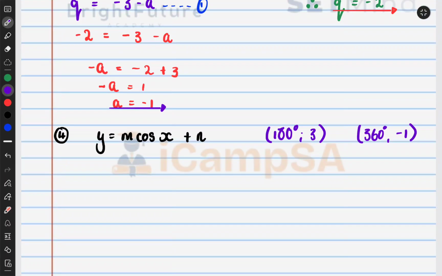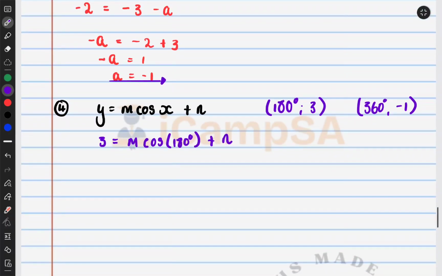So where x is 180 degrees, y is 3, equal to m cos of 180 degrees plus n. What is cos 180 degrees? That is -1. So we're going to have 3 is equal to m into -1 plus n. Let's make n the subject. Therefore, n is equal to 3 plus m. We take the m to the other side. This is our equation 1.